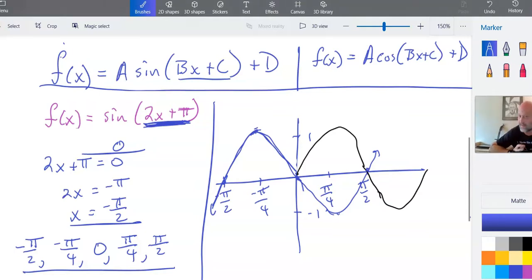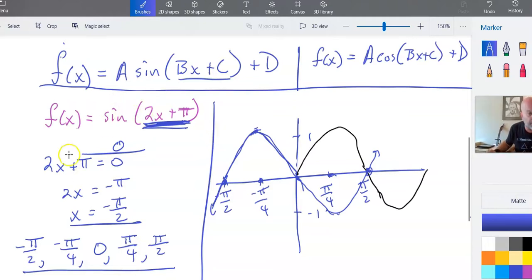Right? So now these take some practice to get used to. But I think setting the argument equal to 0, pi over 2, pi, 3 pi over 2, and 2 pi tells you where all those key points are. So it tells you this point, this point, this point, this point, and this point. So it's a good technique to use.